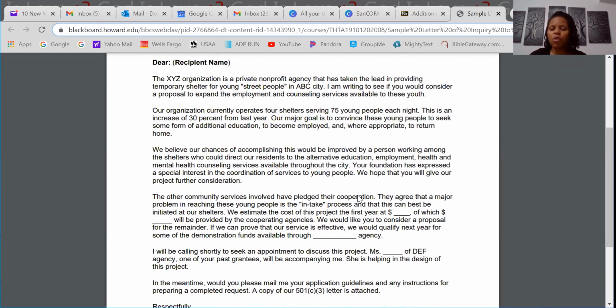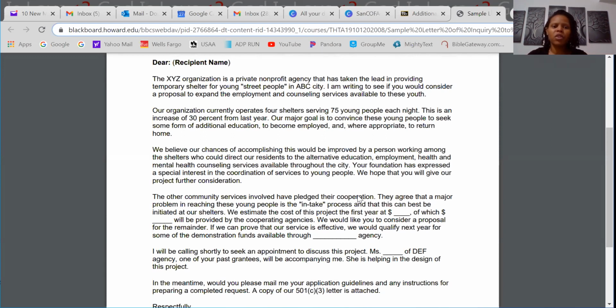In addition, if you all remember from last week's lecture, I informed you that these readers, these funders, want to see stats. So specifically saying that there was a 30% increase from last year already lets the reader know that they're progressing in the work that they're doing. It also gives them a capacity of how many people they're serving. And it lets them know that they serve about 70 young people each night.